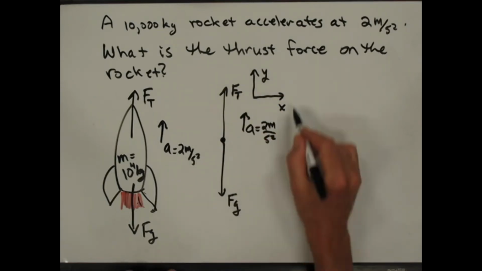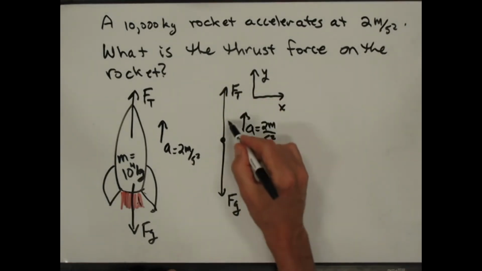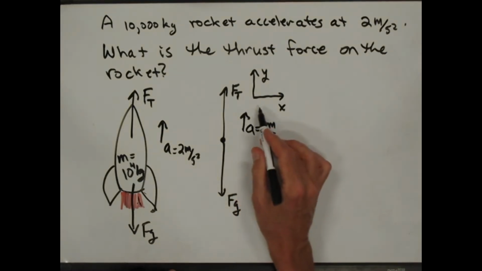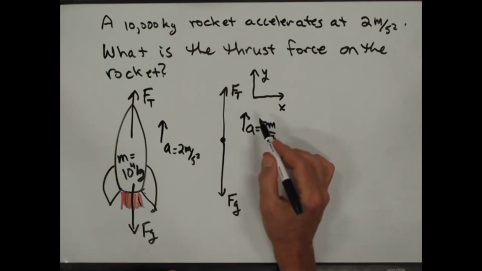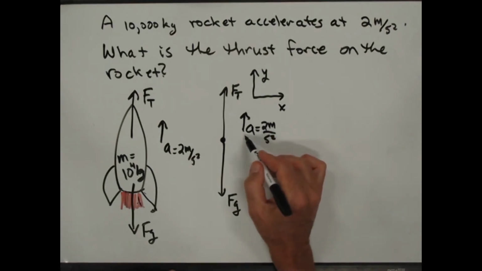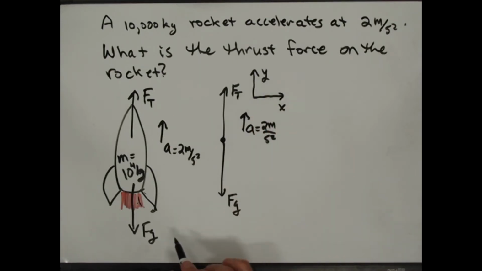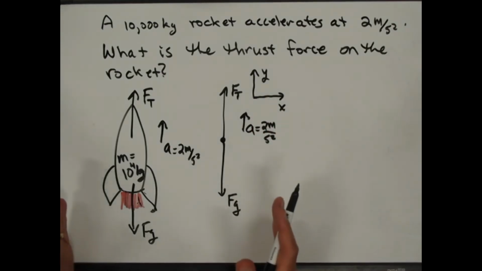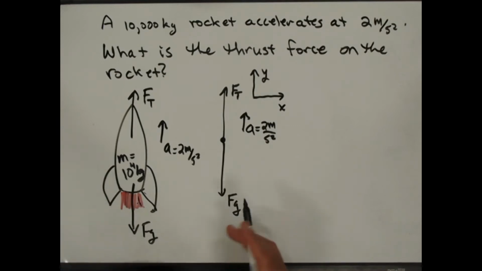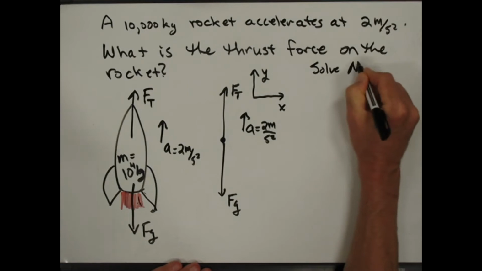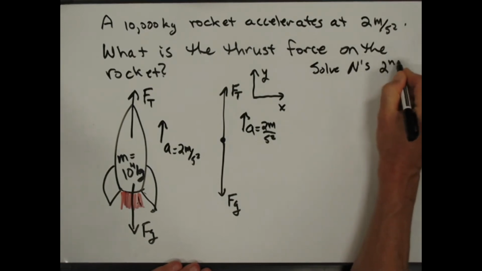And so I would call this a complete free body diagram. It has all of my forces in it, and they're lined up along axes, and we'll find a situation where they're not in a little bit. And it's got the acceleration in a coordinate system. And so now my next step in this problem is to say, well, I'm going to solve Newton's second law.